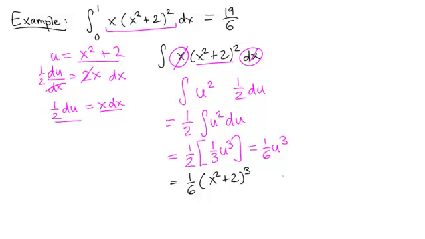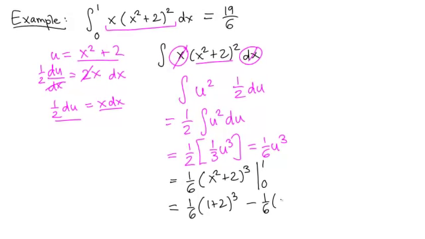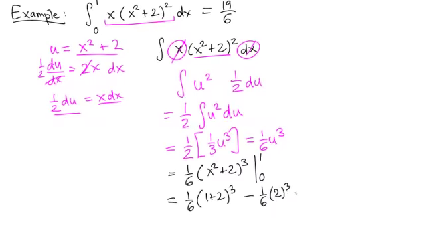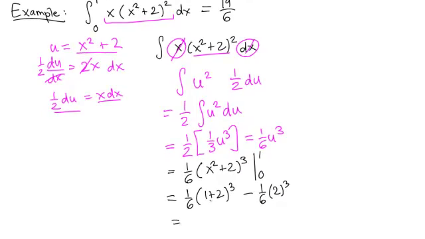Now, since we're doing a definite integral, rather than add the plus c, I'll simply evaluate that from 0 to 1. So if I plug in 1, we're going to have 1/6 times 1 plus 2 cubed. If we plug in 0, we're going to have 1/6 times 2 cubed. So if we simplify that, 3 cubed is 27, so this is 27/6. 2 cubed is 8, so that becomes 8/6, and 27 take away 8 is exactly 19/6. And so the answer checks out.